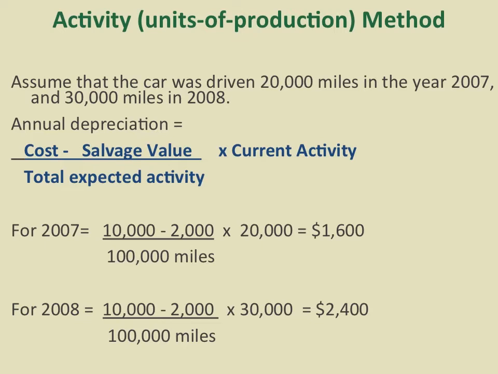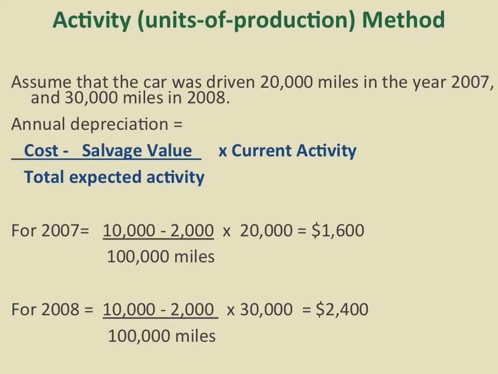Using this method, the annual depreciation equals cost minus salvage value. This part is what we call total depreciable cost, divided by total expected activity. So this one gives us the unit depreciation expense. And then we times the current activity of this year.